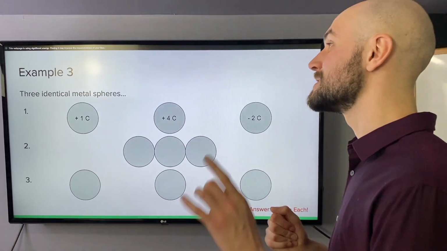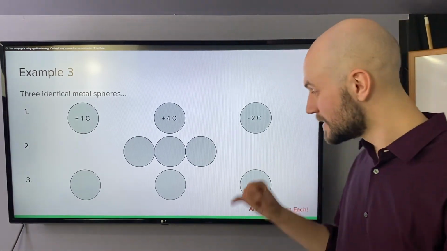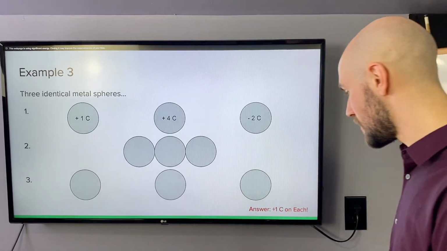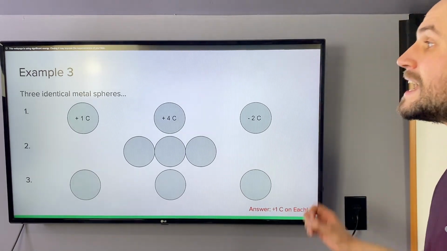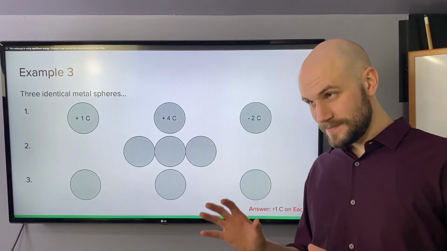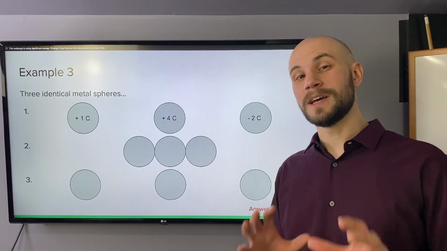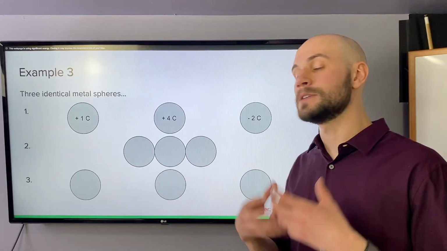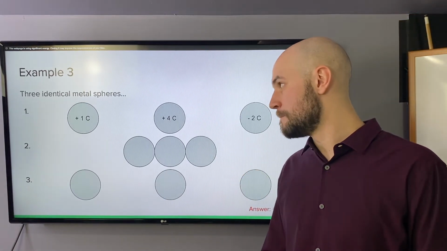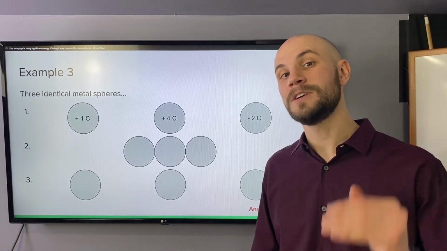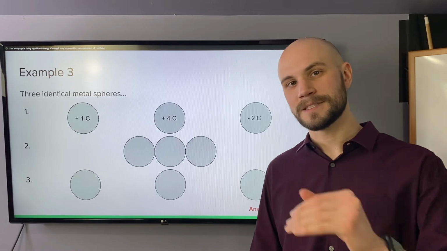And also notice, this is still charging by conduction. So all 3 of them not only end up with the same sign charge, they end up with the same value of charge. If these spheres weren't identical, which goes a little beyond what you guys need to know right now, maybe there were different sizes, the charge might not flow evenly, but all 3 spheres will still end up with the same sign charge.